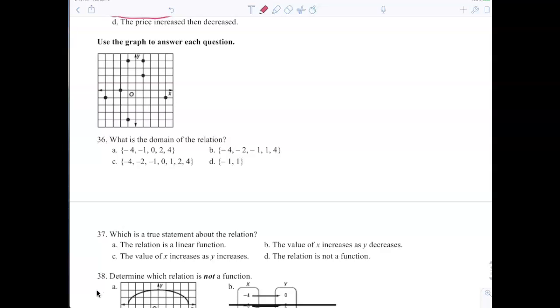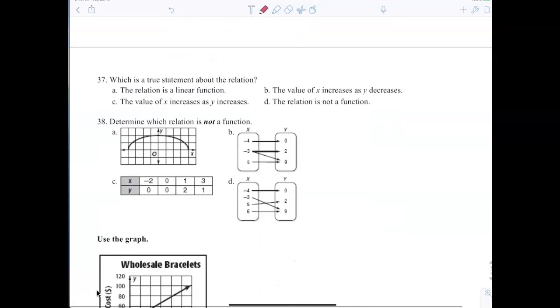All right, so the domain starts with that x coordinate. What is that x coordinate? It looks like -4, right? So it can't be D. Then the next one is what? -2. So it can't be A. Then -1. Is there a 1 on 0? No, so C is wiped out. Correct answer was B. Everybody okay with that?